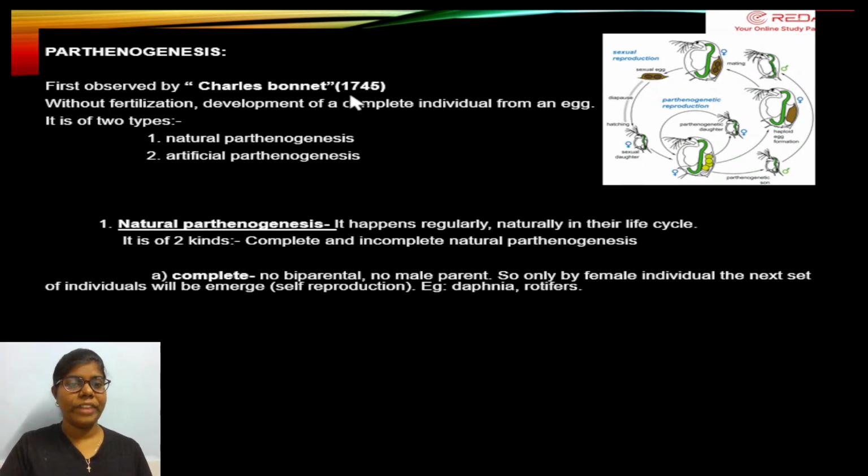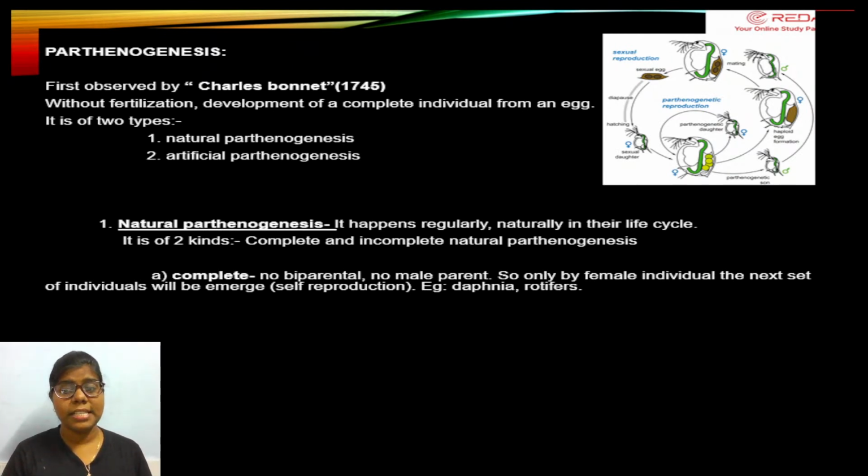This concept was first introduced by Charles Bonnet. In 1745 he actually introduced this concept. Okay, without fertilization happening, a complete individual comes from an egg, without gametes fusing. It has 2 types, natural and artificial parthenogenesis. By the name itself you can say, natural means naturally, artificial means we are doing something. Okay, let me see one by one. First one is natural parthenogenesis.